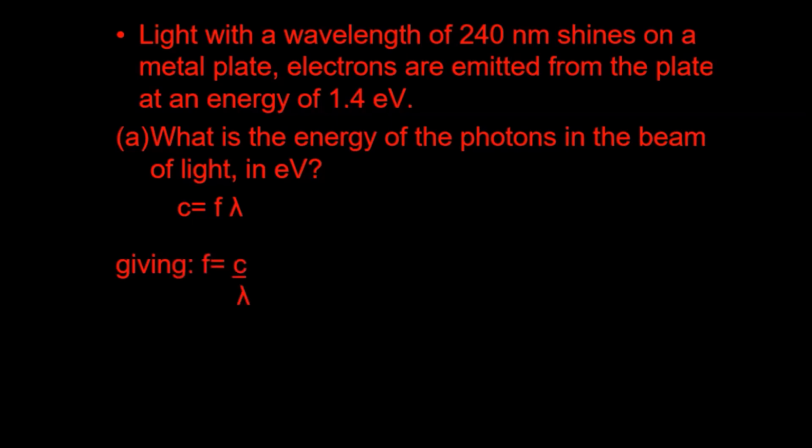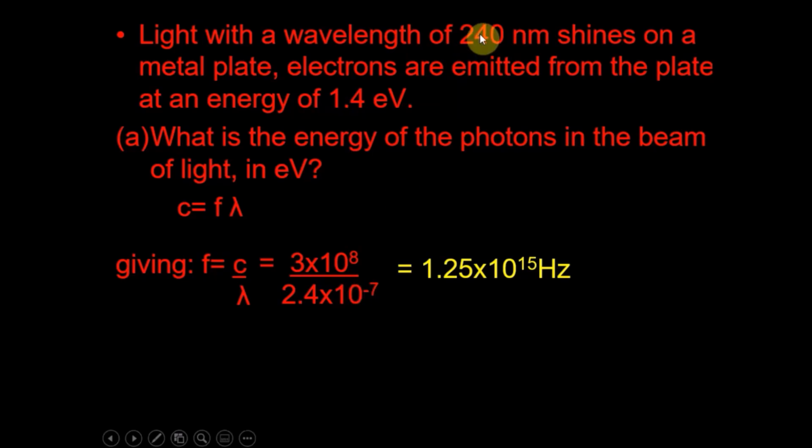So we can say that f is c over lambda. This is essentially 3 times 10 to the 8 over our 2.4 times 10 to the minus 7 meters. This is 240 nanometers converted. This will give us a frequency of 1.25 times 10 to the 15 hertz. This frequency is in hertz. We want an energy. We want that energy also in eV.